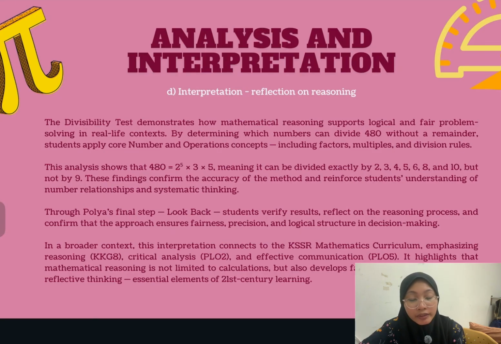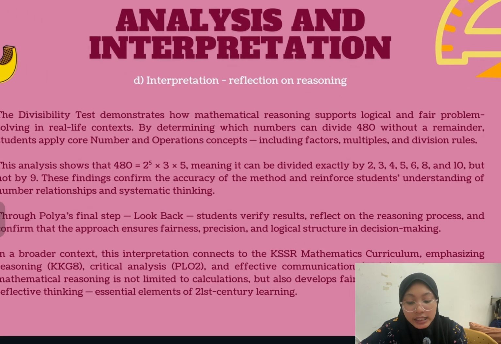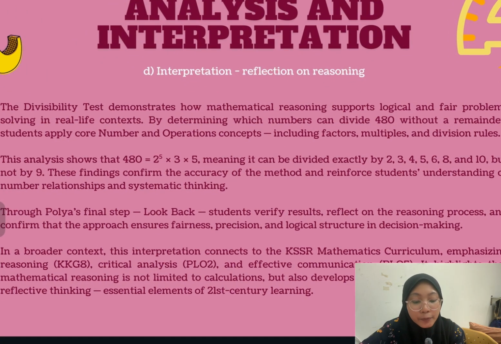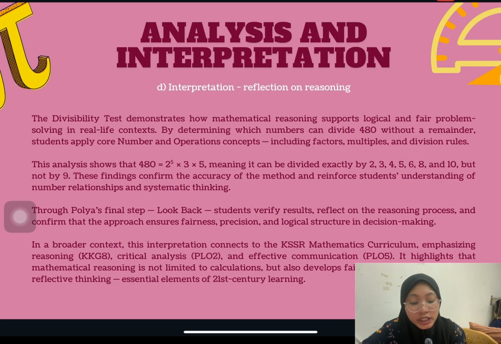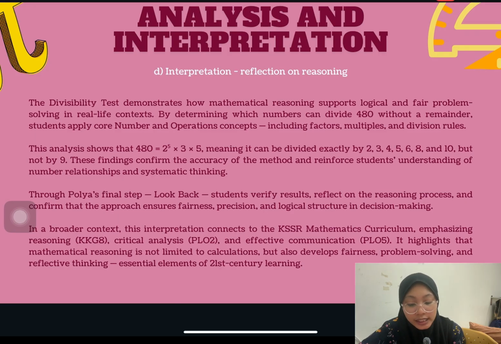We move to the next slide, which is analysis and interpretation. In this slide, we need to reflect on reasoning. The divisibility test demonstrates how mathematical reasoning supports logical and fair problem solving in real-life contexts. By determining which number can divide 480 without a remainder, students apply core number and operation concepts, including factors, multiples, and division rules. This analysis shows that 480 is 2 to the power of 5 times 3 times 5, meaning it can be divided exactly by 2, 3, 4, 5, 6, 8, and 10, but not by 9.